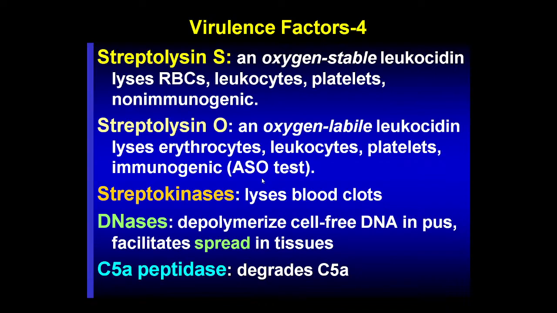Then streptococci may produce streptokinases that cause lysis of the blood clot, or fibrinolysin. Then they may produce DNases that depolymerize cell-free DNA in pus, because pus is very viscous, right? To let bacteria be free from the pus and spread, streptococci may produce these DNases to cut cell-free DNA that makes pus more viscous.